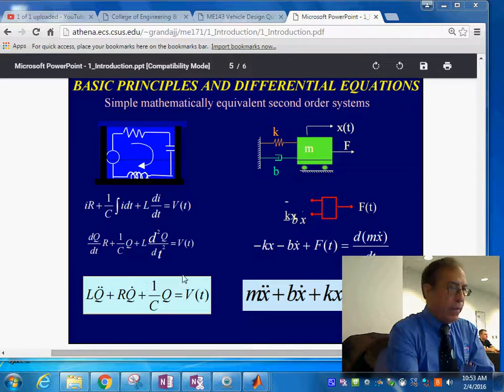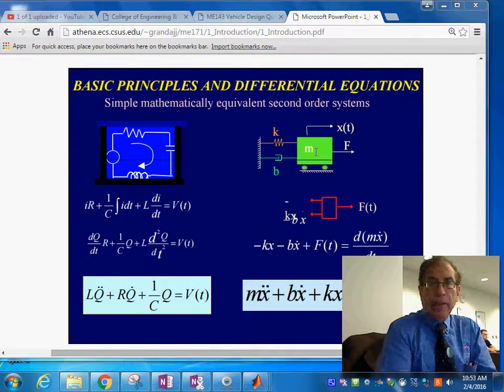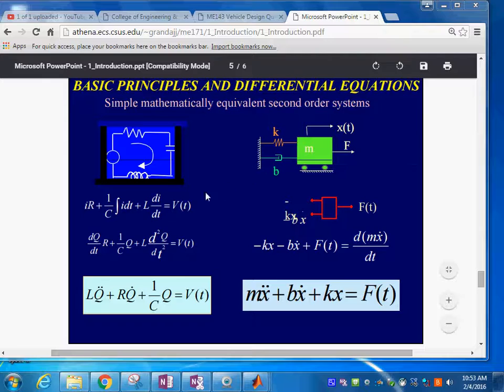You have a differential equation on the left hand side that belongs to the system, and you have a differential equation on the right hand side that belongs to this system. What we are going to do today is to explore how those equations came about and what we are going to do with those equations, both for the electrical system and the mechanical system. So let's take one at a time and we'll work it out.